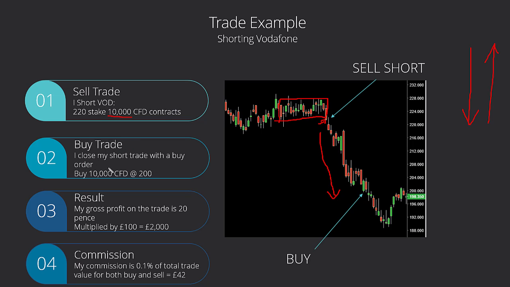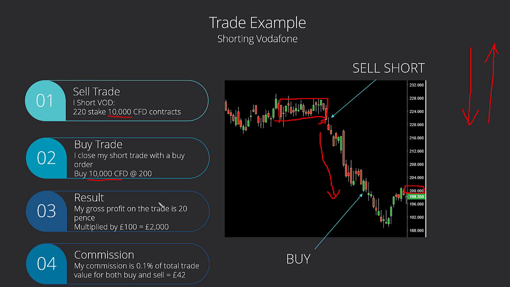So we close it with a buy order, and let's say we come down and we think 200 is a great place to close it. Yes, it might go lower, but we think that's a great 20 points, 20 pence move in the stock. Let's take the profit and go out of there. To cover it, we buy back our 10,000 shares, CFDs, which are obviously mirrored on the underlying with shares, and the result is that we've made 20 pence.